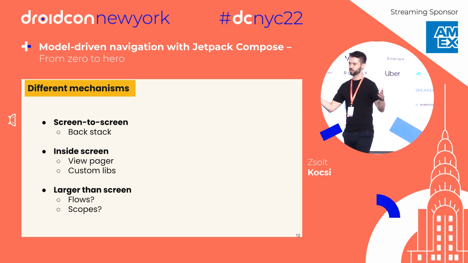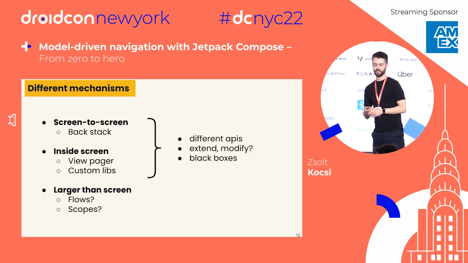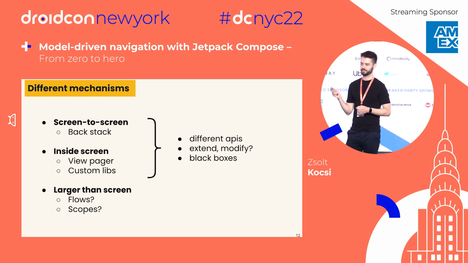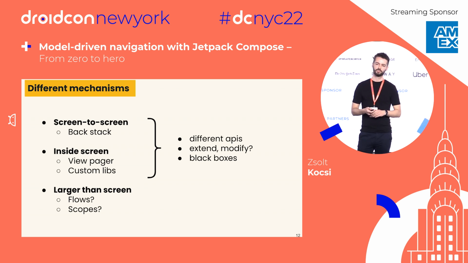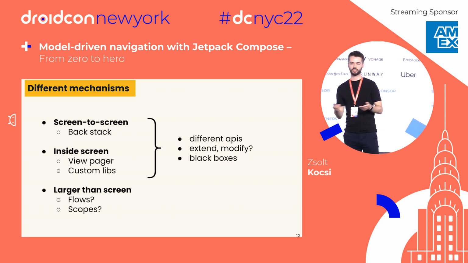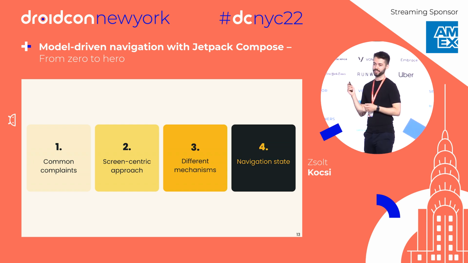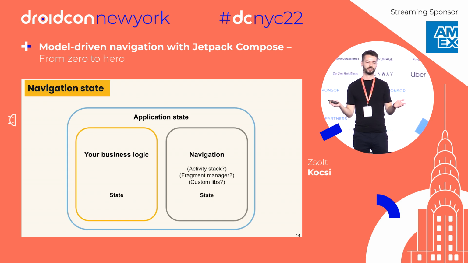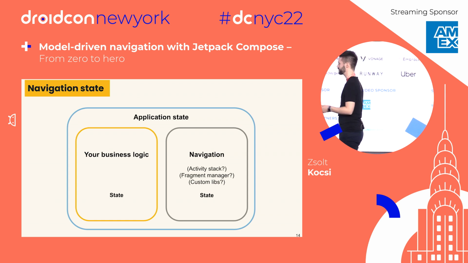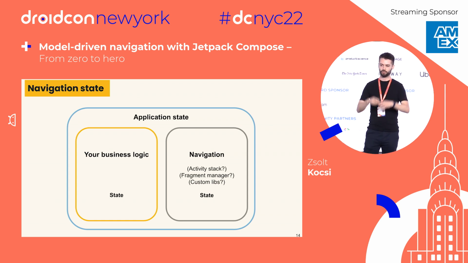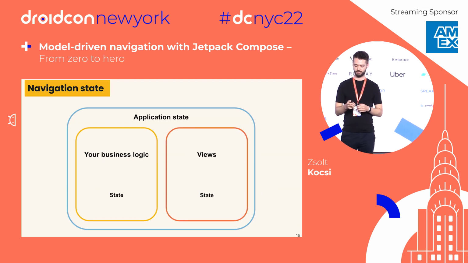Also, I might have entire scopes in my application, like my logged out scope or my logged in scope, and we don't really have a good enough representation of that. And even for those parts that we do have, we tend to end up with different solutions with different APIs. Most of them usually don't allow us to extend or modify them, and they behave as black boxes. Which is a problem because navigation is stateful, but this state is not under your direct control. An activity stack or a fragment manager or any other custom solution will have its own internal state, which contributes to the entirety of the application state, but that is separated from your business logic.